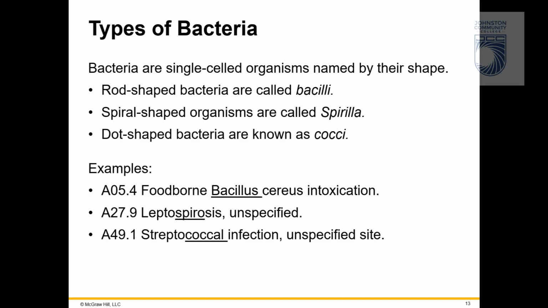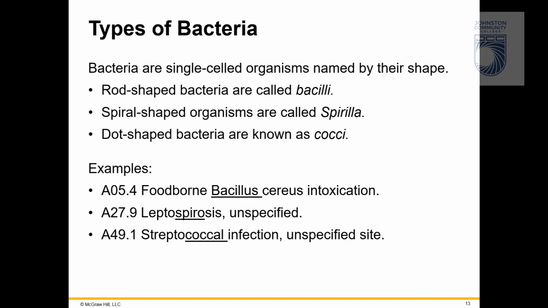Bacterial infections. Types of bacteria. Bacteria are single-celled organisms named by their shape. Rod-shaped bacteria are called bacilli. Spiral-shaped organisms are called spirilla, and dot-shaped bacteria are known as cocci.